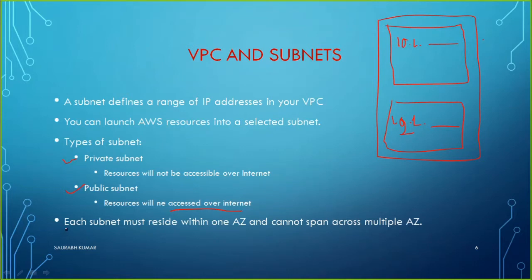Next point is, each subnet must reside within one availability zone and cannot span multiple availability zones when we talk about VPC. We will also look at all these things when we do the practical part of it.